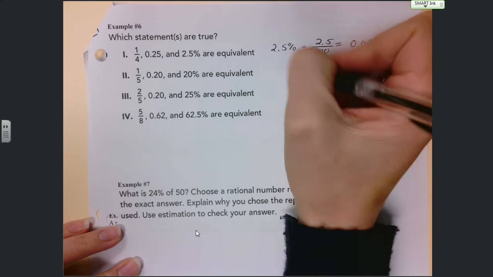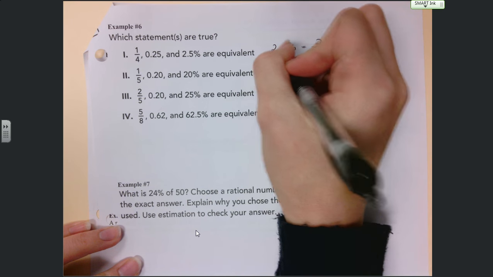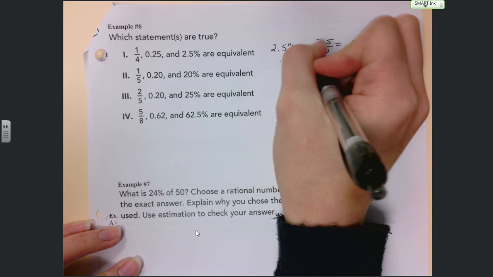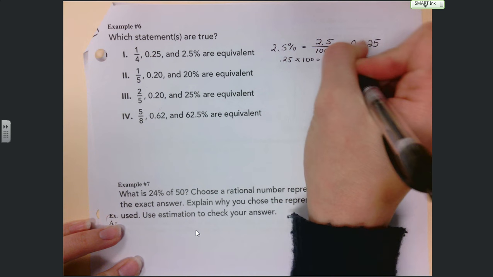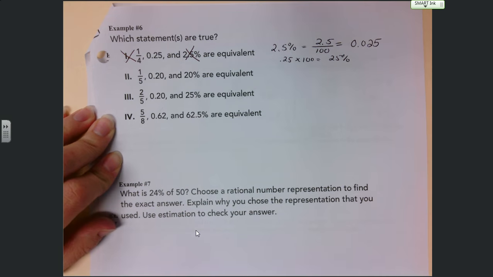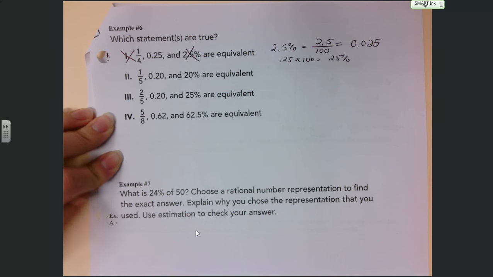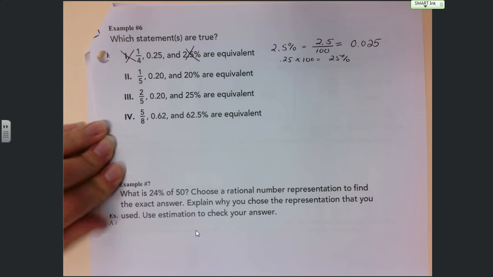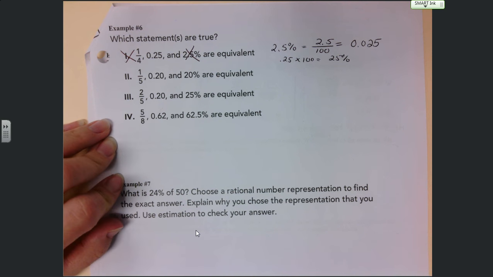Again, that's not the only way that I could prove that one was wrong. You could also take 25 hundredths and multiply it by 100 and see that you get 25%. So I know that that one is not true because this is incorrect. So if you could go through and continue that for the remaining 3 questions to decide whether those are true or not.